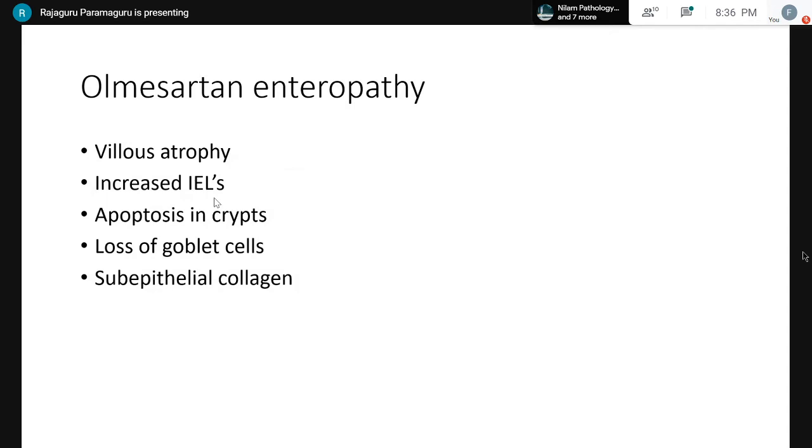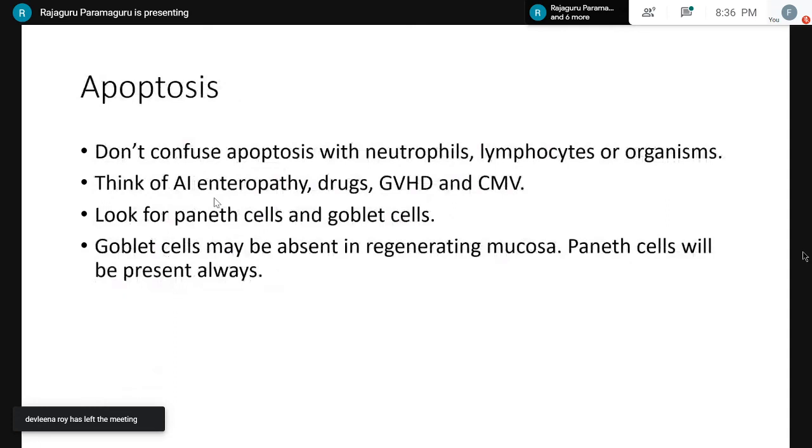So when you find a lot of apoptosis, what you have to think about in a pediatric patient and also in an adult patient is autoimmune enteropathy, drugs like olmesartan and other drugs which I'll be talking about in the next session, GVHD, as the doctor rightly pointed out, and also CMV infection. So when you see increased crypt apoptosis with lots of neutrophils, just try to look for CMV inclusions. If not, then you can try IHC also, particularly in immunocompromised patients.